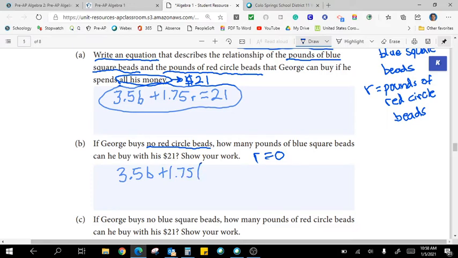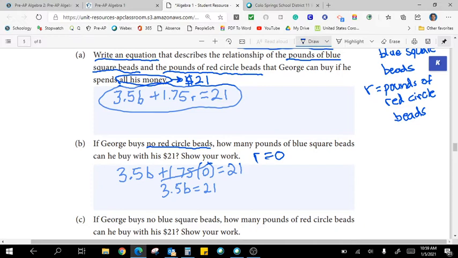Instead of saying R, we're going to write it as 0 because we know that R equals 0. Right? And I'll write down 21. Okay? Now I can cancel this out. I can cross that out because I know that 0 times any number is 0. So all we're left with is 3.5b equals 21. Okay?